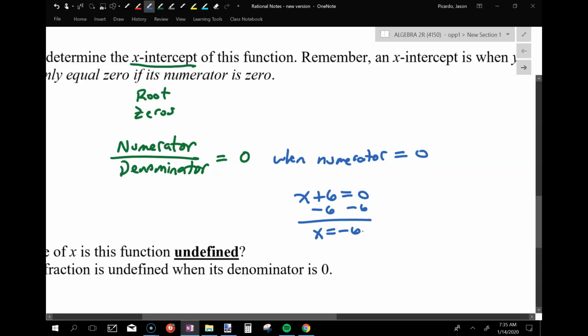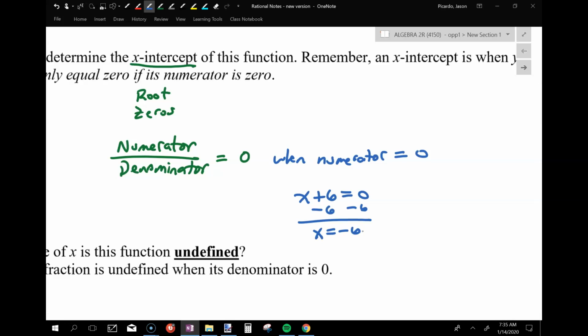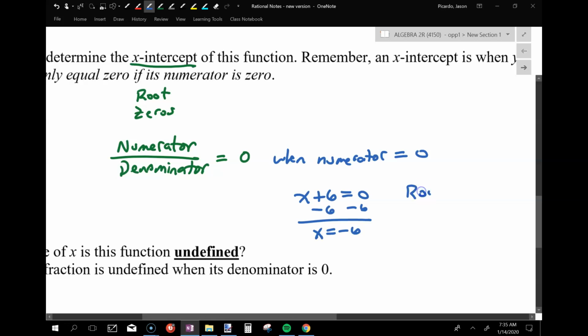Is that how I should write a root? Do we write a root as x equals negative 6? No, we write a root as a coordinate point, right? So what is the root, or the x-intercept? It's negative 6 comma 0.